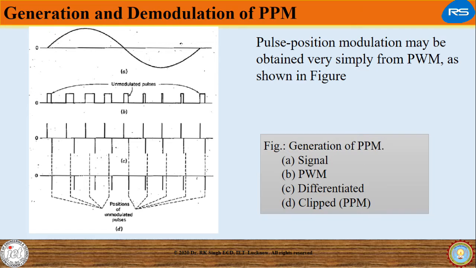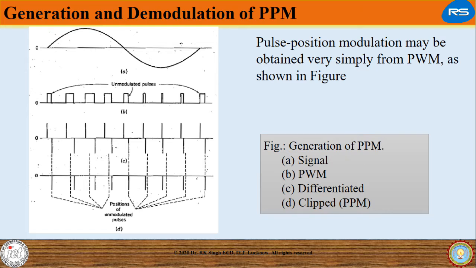Pulse position modulation has the advantage of requiring constant transmitter power output, but the disadvantage of depending on transmitter-receiver synchronization. Generation and demodulation of PPM can be understood with the help of these waveforms.